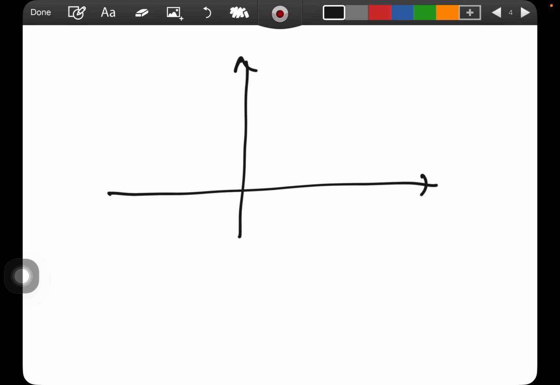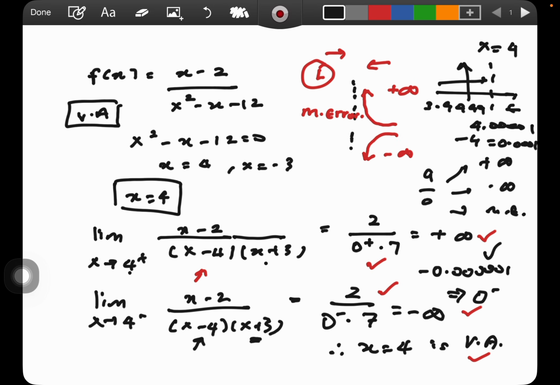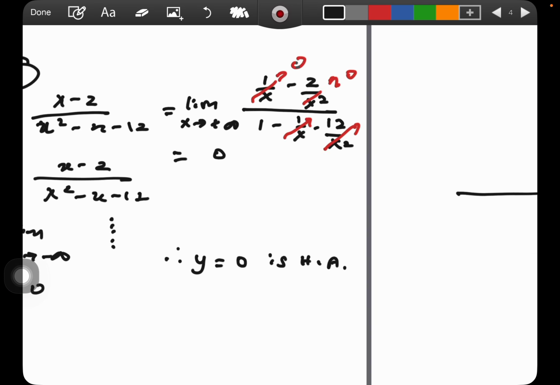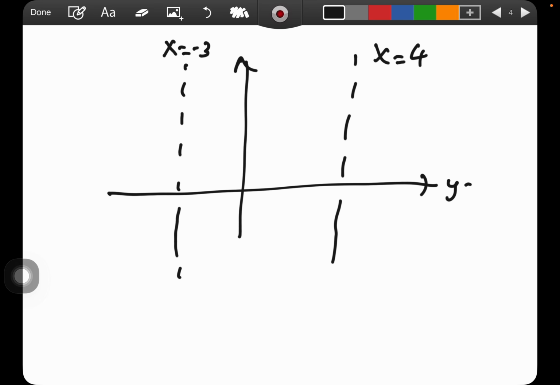So, kita letak dulu kita punya vertical asymptote. So, vertical asymptote kita adalah negatif 3 dan juga 4. So, I go and draw my negative 3 and also 4. So my x equal to 4 is here. Then my x equal negative 3 is here. Then of course my horizontal asymptote is y equal to 0.